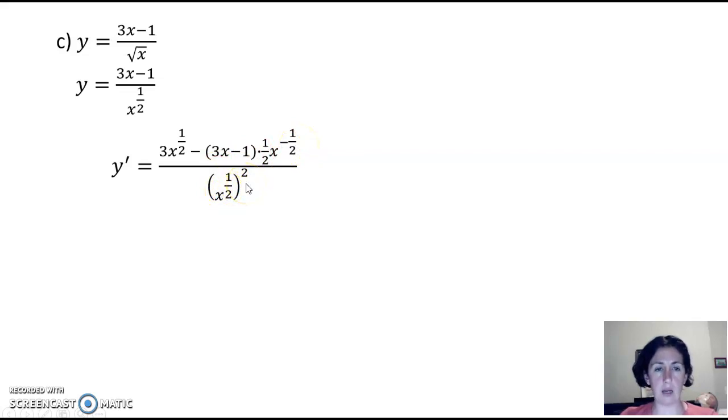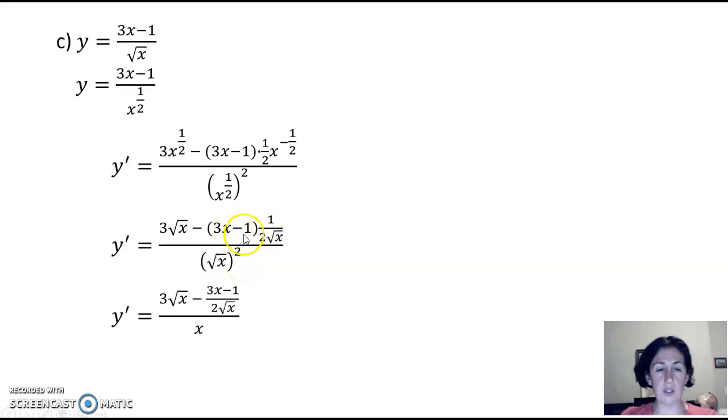the bottom squared. And so now let's simplify this a little bit, where if we get rid of the negative exponent and put it back into radical form, we have 1 over 2 times the square root of x. Putting this back in radical form, we have the square root of x squared. So, of course, we can multiply these together, and we get 3x minus 1 over 2 times the square root of x. The square root of x squared is x, and here's our nice simplified answer. And I would expect that you would leave your answer just like that.